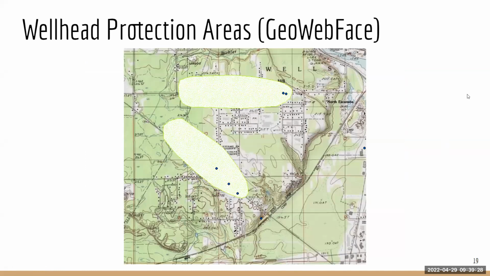we grabbed some pictures from GeoWebFace. So these are wellhead protection areas. If we were to draw that same circle of affected area, these wells would be in that affected area. So as you can see, existing wells in that area are pulling from the north and west regions. So the model showing us that the pumps are pulling from the south really doesn't make a whole lot of sense.